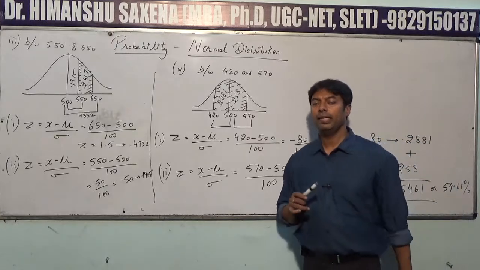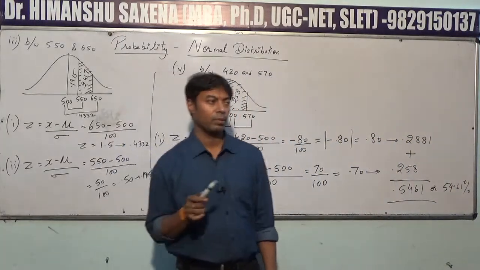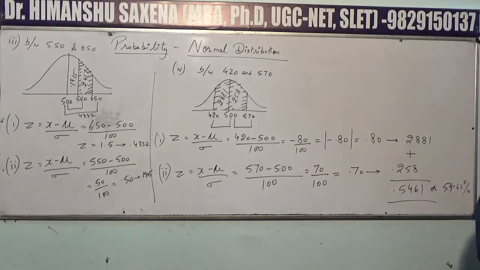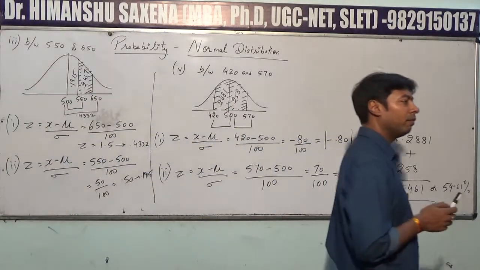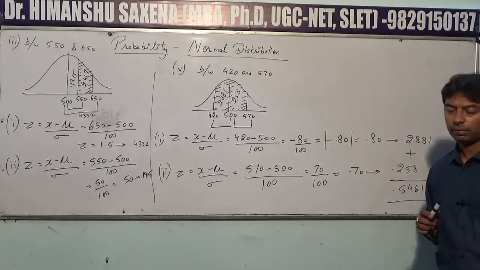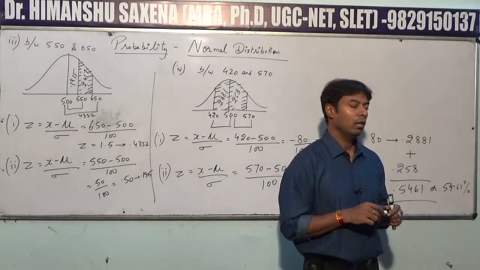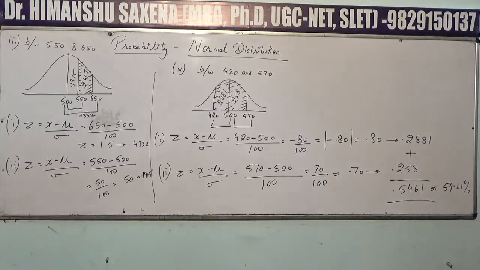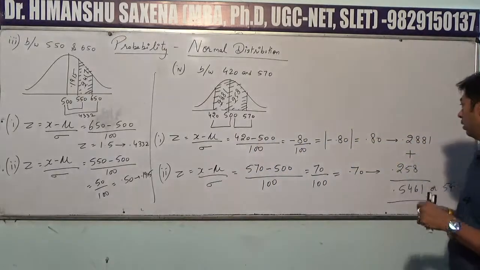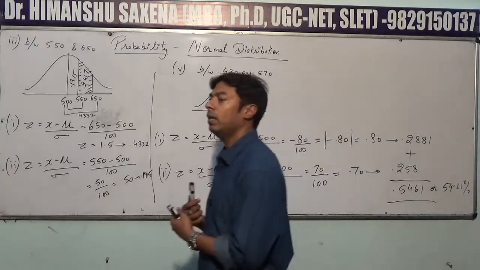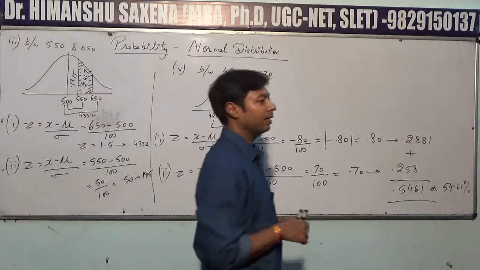Now take down the inference. The probability that a student will take between 420 and 570 hours to complete the program is 0.2881 plus 0.258 equals to 0.5461.